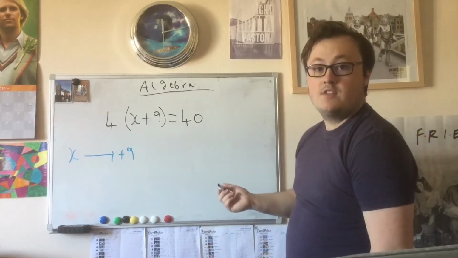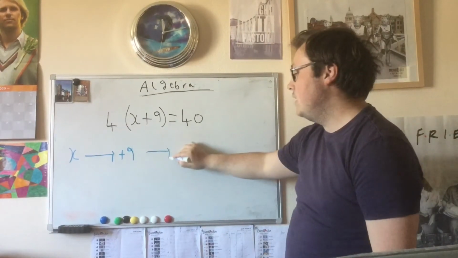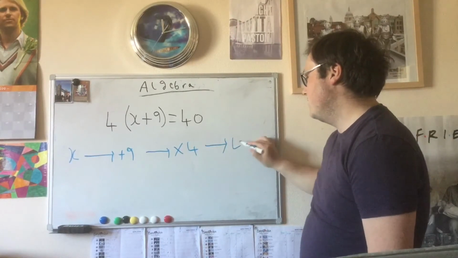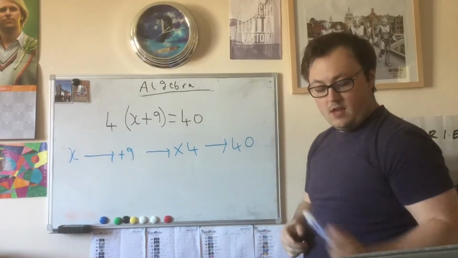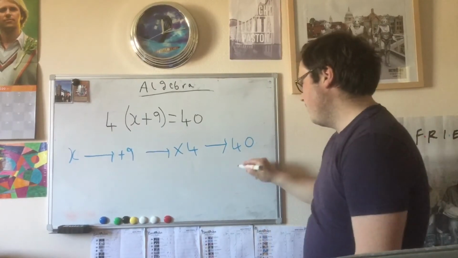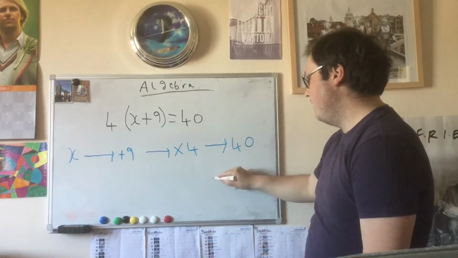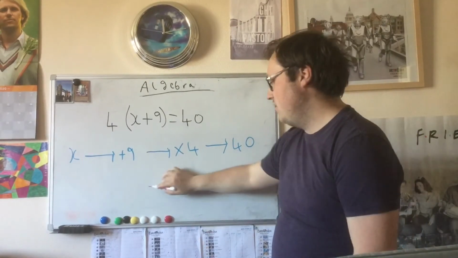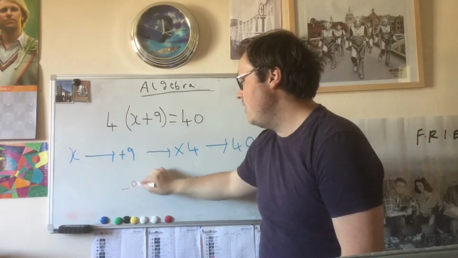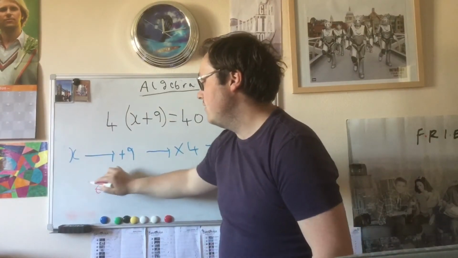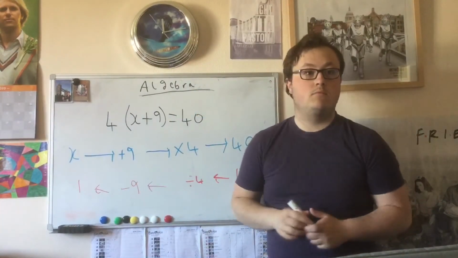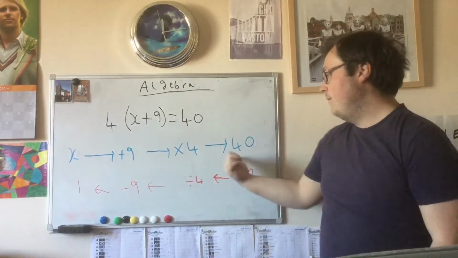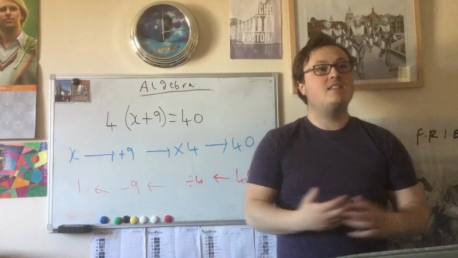Then what are we doing after that? Well, then we're timesing it by 4. And that will get us 40. So let's clean it up a bit. 40 divided by 4, which gets us 10. Minus 9, and that will get us 1. Let's check it though. 1 plus 9 is 10. 10 times 4, 40. And that's how we can do BIDMAS.